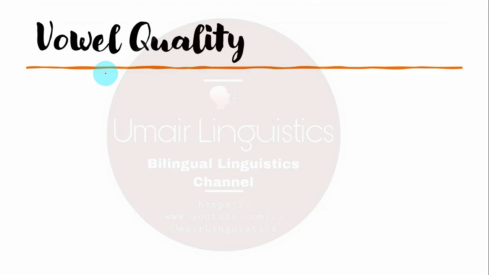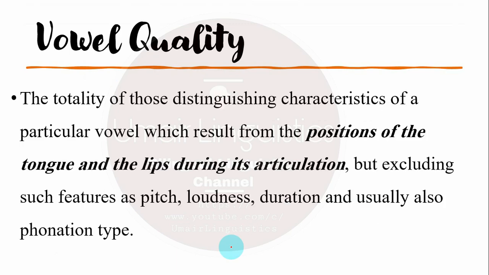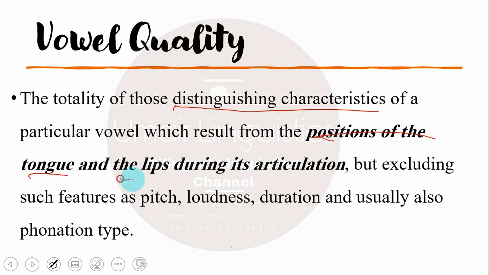So before moving forward, let me tell you what a vowel quality is, because we have to talk about this word frequently. So actually, vowel quality means all the distinguishing characteristics of a particular vowel, which result from the position of the tongue and the lips during its articulation. We have already discussed such aspects in the first chapter.